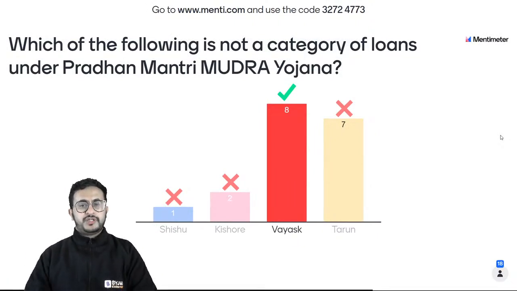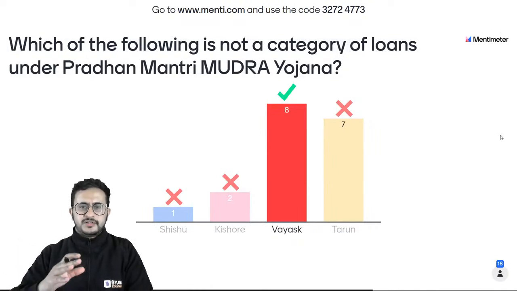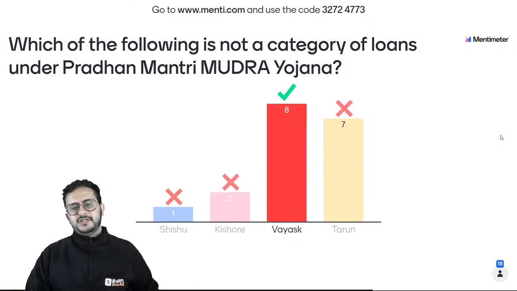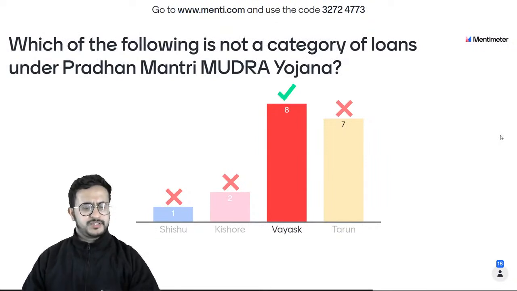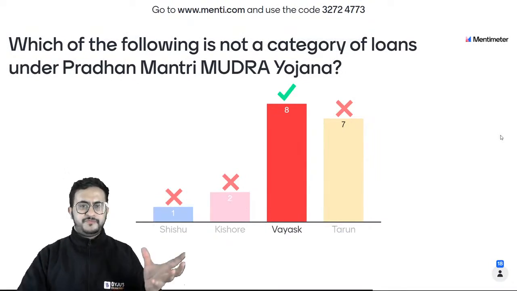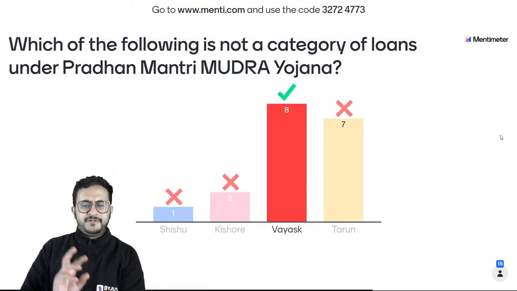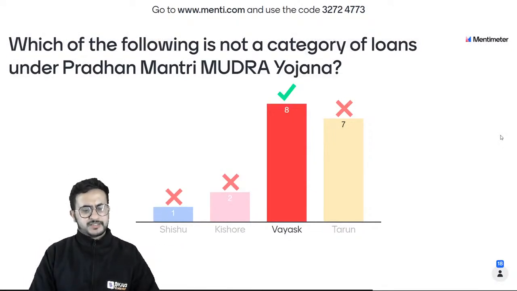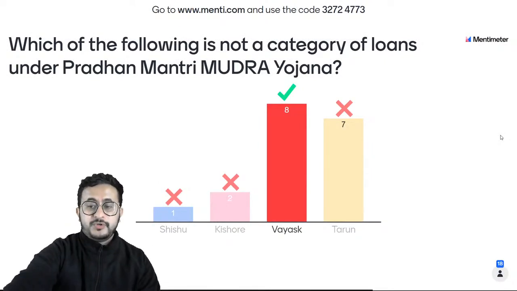Then it is Kishore. Kishore is 50,000 to 5 lakhs. Kishore is a teenager. Then Tarun is like a slightly older adolescent age, and in that scheme the loan is from 5 lakh to 10 lakh. So there are three categories of this loan scheme: Shishu, Kishore, and Tarun. Vayask is not a category out of Shishu up to 50,000, Kishore 50,000 to 5 lakh, and Tarun 5 to 10. Okay. All right. So let's look at the leaderboard now.